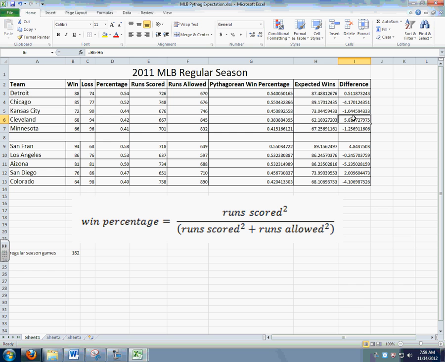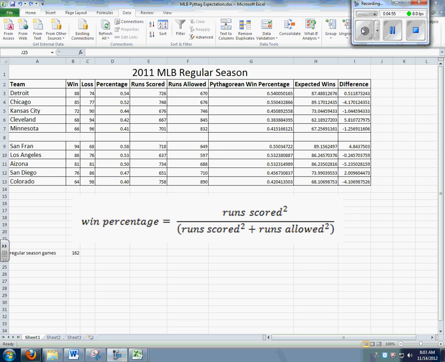Okay? Cleveland, however, based on what they did, they gave up almost 200 more runs than they scored, but they won 6 more games than they should have based on this Pythagorean formula. Okay, and you can look the same way down here. So San Fran overachieved in the division. Arizona underachieved in that division there by 5 games, and Colorado underperformed by 4 games as well.